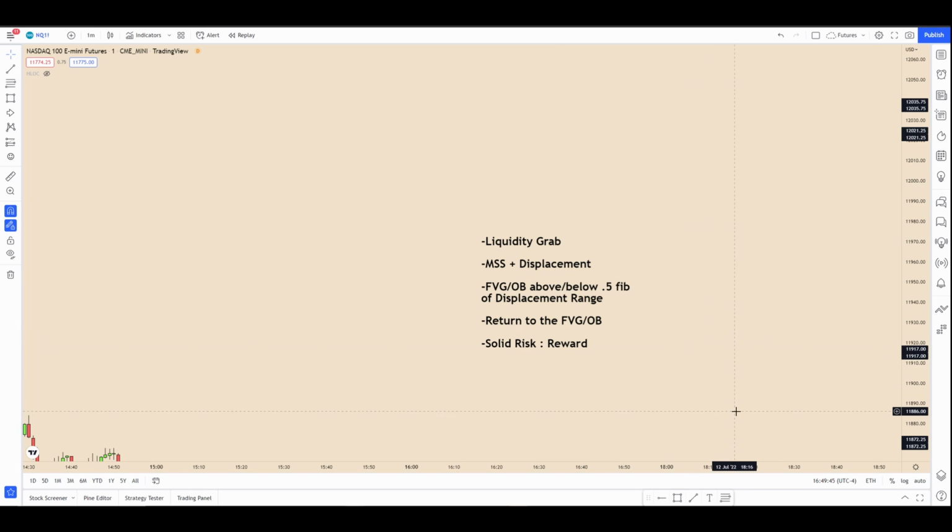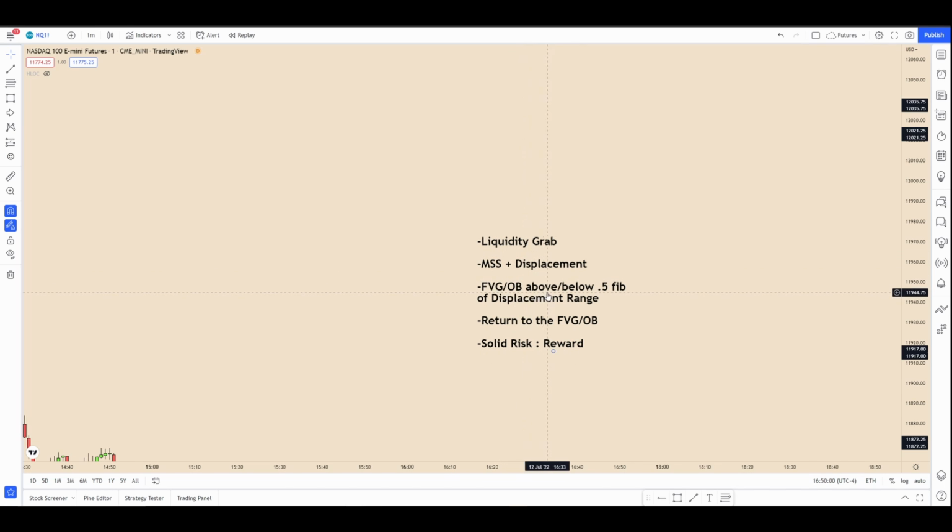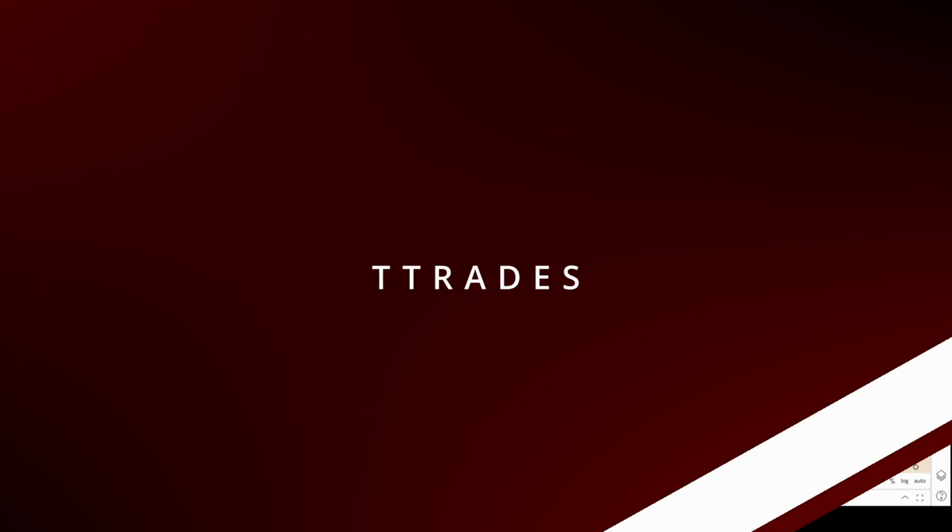Just to review everything we talked about for my A+ setup in the mentorship model: you want some sort of liquidity grab or a higher time frame reasoning to be taking a trade. You want a market structure shift with displacement, a fair value gap or order block setup above or below the 0.5 fib, depending on if you're shorting or longing. And then you want to return to that fair value gap or order block and then have solid risk to reward.